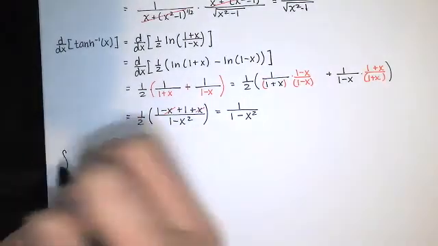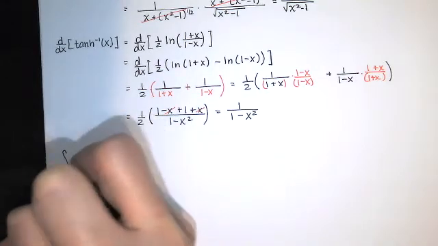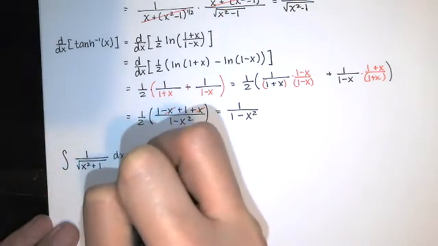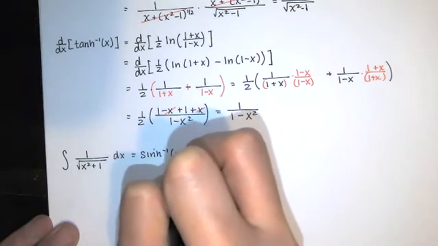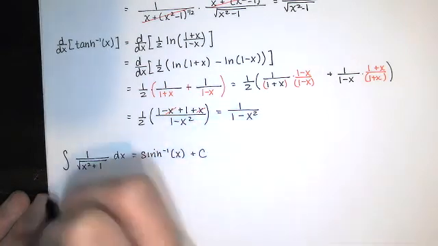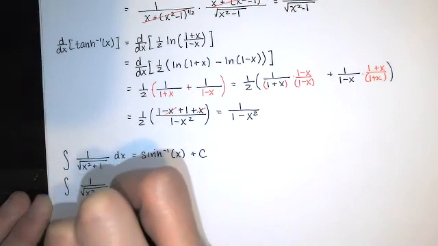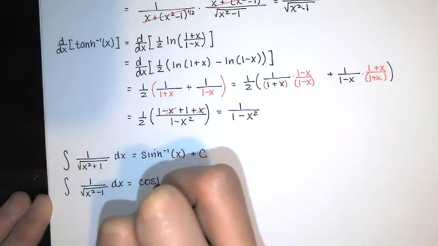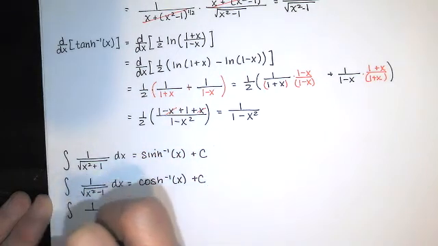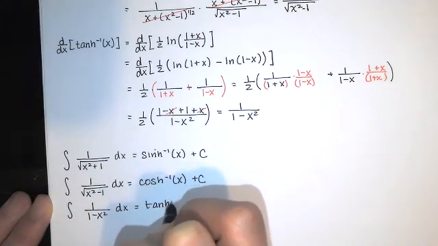And then of course we've got corresponding antiderivative rules. So if I have the antiderivative of 1 over the square root of x squared plus 1 like this, that turns out to be the inverse hyperbolic sine of x plus c. And the antiderivative of this guy, that turns out to be the inverse hyperbolic cosine of x plus c. And the antiderivative of this guy is the inverse hyperbolic tangent of x plus c.